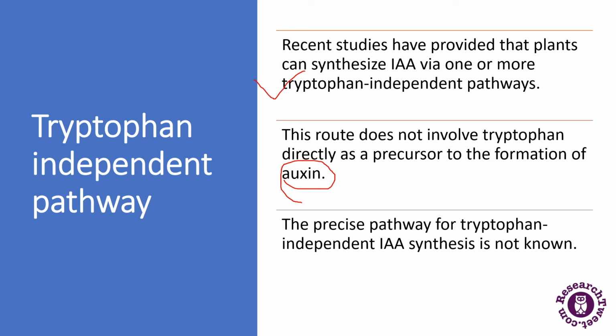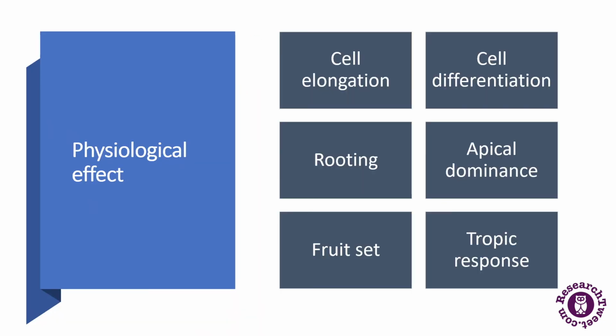However, the precise pathway for tryptophan-independent IAA synthesis is not known. Not much detailed study has been done on it, so this is a very short topic to be covered. Then there are many physiological effects of auxin: cell elongation, cell differentiation, rooting, apical dominance, fruit set, and tropic response. We will discuss each of these in detail in the next slides.